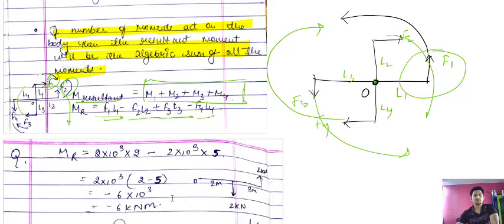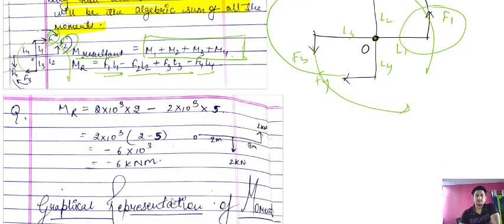Now suppose this is a numerical that says you need to calculate the moment at point O, where this is 2 meter and this is 3 meter. One force is acting 5 meter away from this point, that is 2 kilonewton, and one force is acting 2 meter away in the opposite direction, of 2 kilonewton.